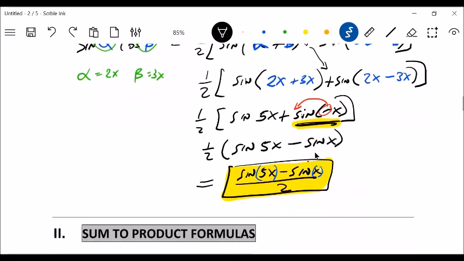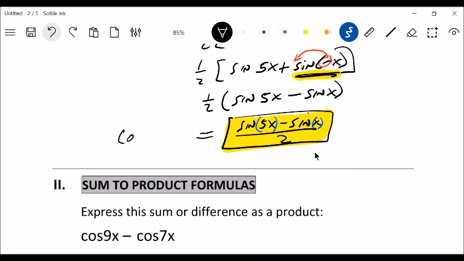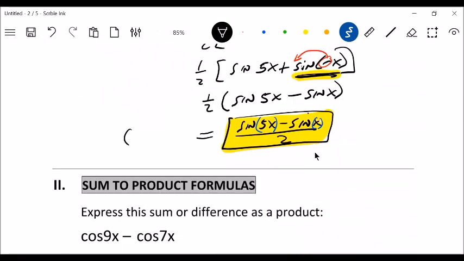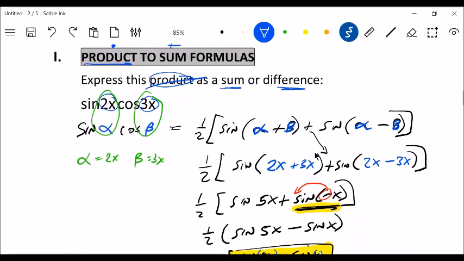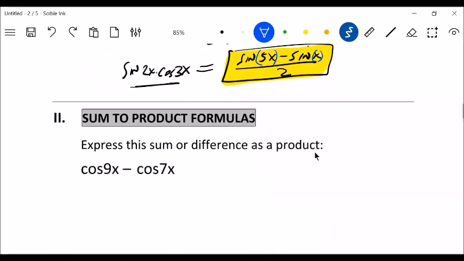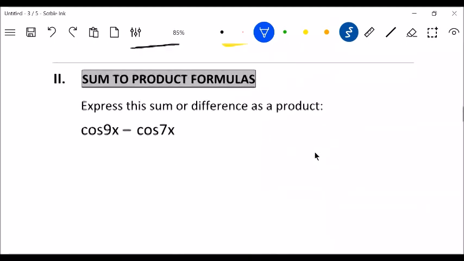So I'll go back here. It was cosine. No, it was sine. It was sine 2x cosine 3x. Sine 2x cosine 3x. So this product, multiplying those two, becomes this adding, which is actually subtracting. And remember that adding, or subtracting rather, is just adding the opposite. So we have done our job there of taking a product and changing into a sum or a difference, in this case, a difference. Now, let's do this one where we're doing the opposite.